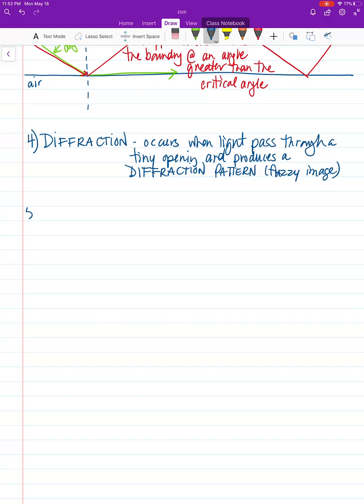Okay, our last property is polarization. And this occurs when light, or when waves, vibrate in the same plane.